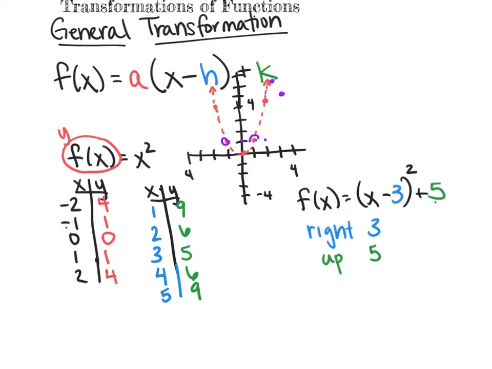We've taken this point right here, 1, 1, and we moved it over 3: 1, 2, 3, and up 5. So you get that new point, which is 4, 6. And the same thing happened with the other points. So you get the same graph, but the graph has now been shifted.